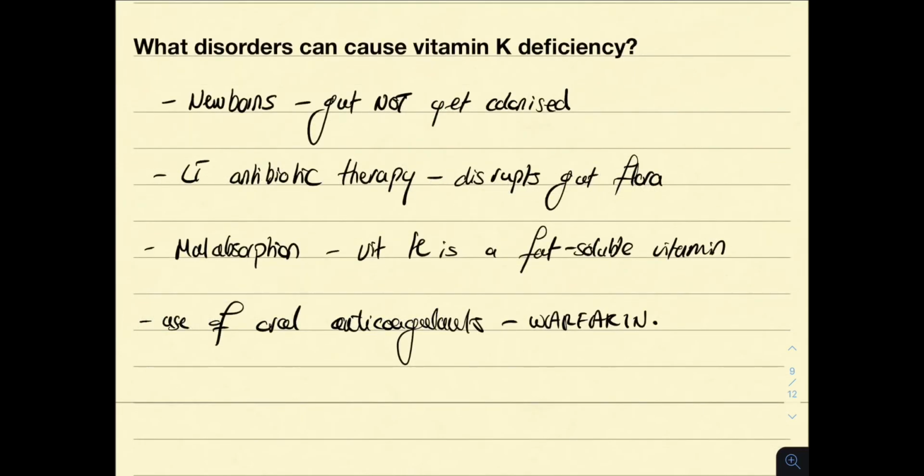So now we can ask, what disorders cause vitamin K deficiency? Newborns have a vitamin K deficiency, although this is not a disorder. The reason for this is that in newborns, the gut has not yet been colonized. There is also poor placental transfer of vitamin K during pregnancy, and breast milk contains very little vitamin K. This is the reason why newborns are given a vitamin K injection as soon as they are born, to help their blood clot and to prevent serious bleeding.